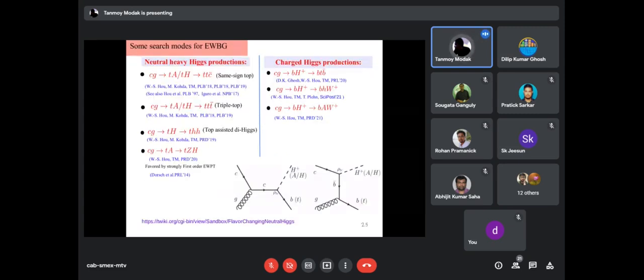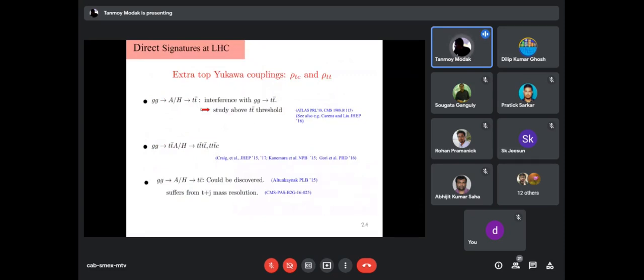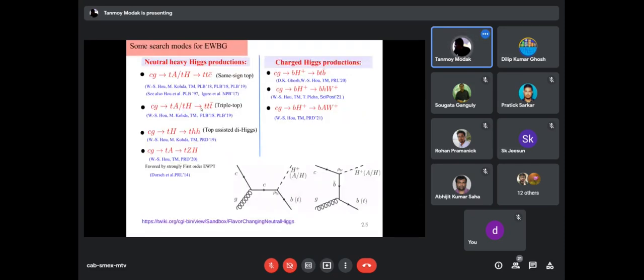Then we additionally propose some search modes. On this slide, you can see some neutral Higgs production, and the Feynman diagrams are given here. You have charm-gluon fusion to top quark and a pseudoscalar production, or top quark and heavy Higgs production. All these productions depend on rho_tc, for neutral as well as heavy charged Higgs production. But the decay depends on what you want. If you have rho_tc coupling non-zero, then A and H can decay to t and charm. And if the rho_tt coupling is non-zero, then it can decay to t t-bar.